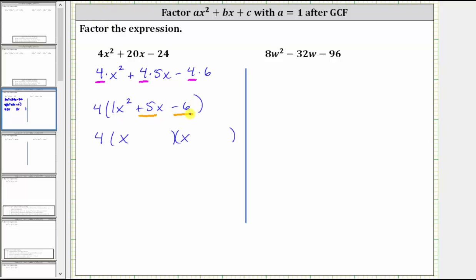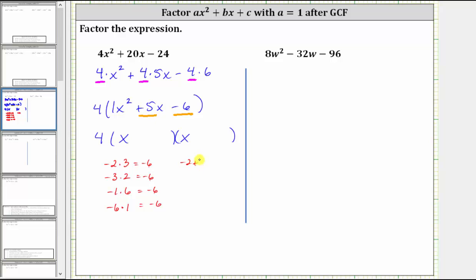Let's list all the factors of negative 6. We have negative 2 times positive 3, negative 3 times positive 2, negative 1 times positive 6, and negative 6 times positive 1. Each of these products is equal to negative 6. But we're looking for the factors that have a sum of positive 5.